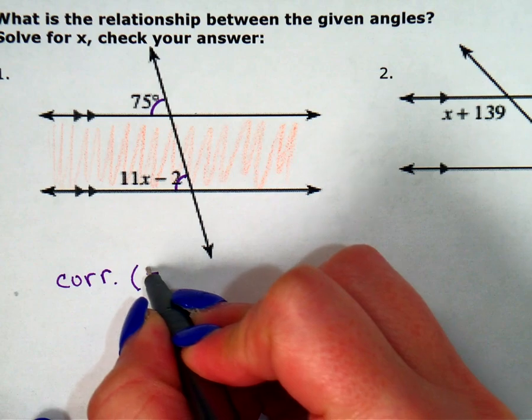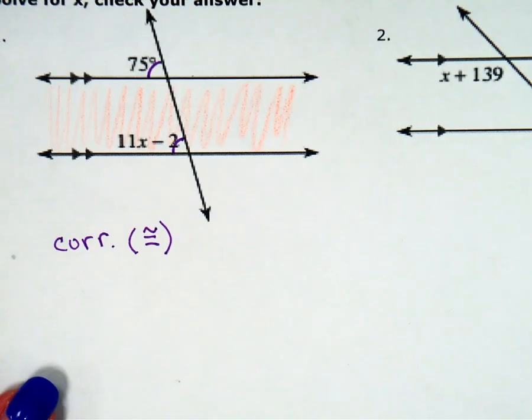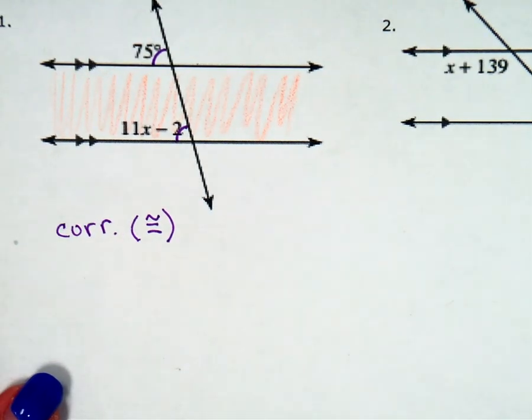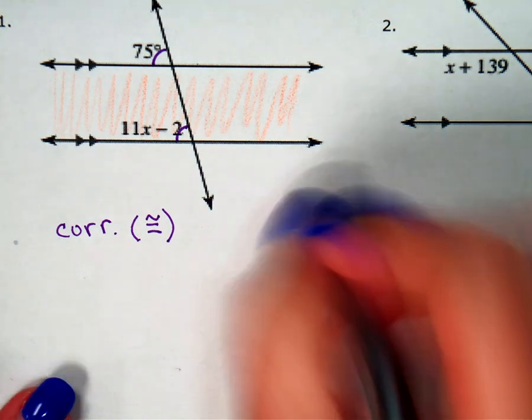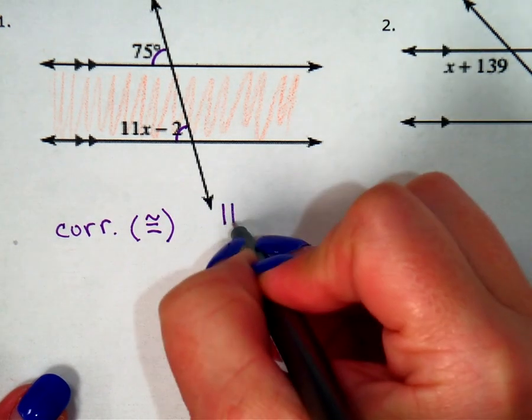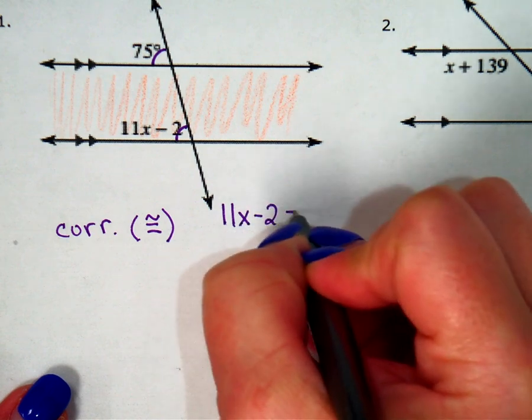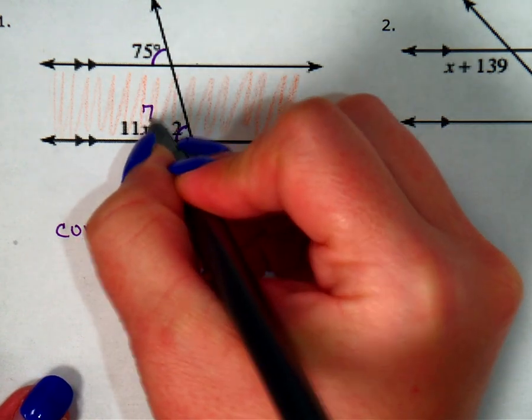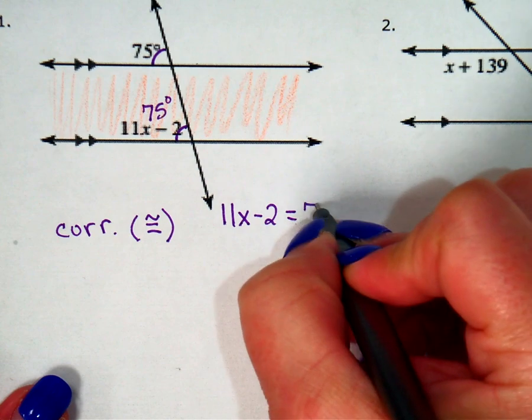which means they are congruent to each other. That's my symbol for congruent. So that means they have equal measures, and I can say that 75, or that 11x minus 2, I know they're both going to be 75 degrees.